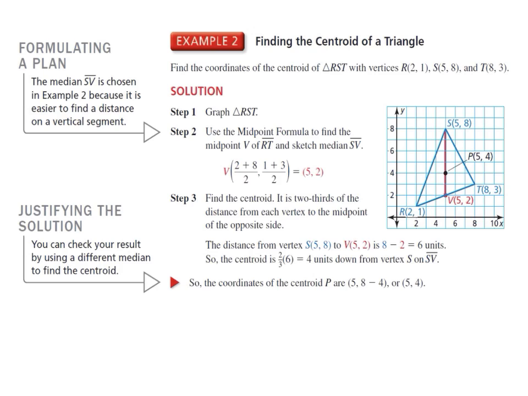And then step 3, you can find the centroid because it's 2/3 of the distance from the vertex to the midpoint. And we can see that this is on a vertical line. So those are easy lines to figure out distance because all you have to do is just count. So this is a distance of 6. So 2/3 of 6 is 4. So you go 4 units down. There's your centroid. So your centroid is located at (5, 4).